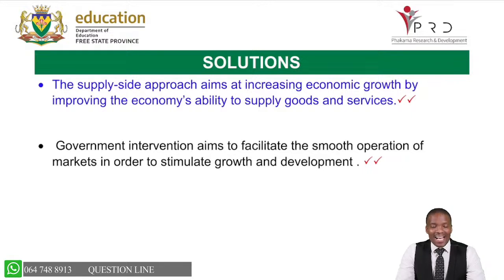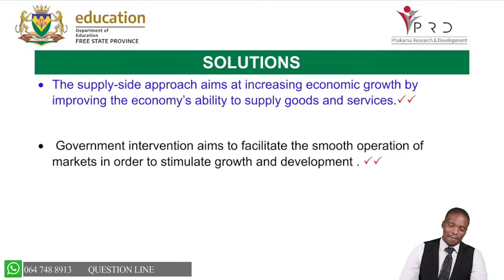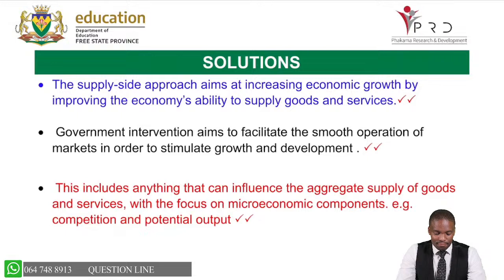Then you're also saying government intervention aims to facilitate the smooth operations of markets in order to stimulate economic growth and development. Again, this includes anything that can influence the aggregate supply of goods and services, with focus on the macroeconomic components such as competition and potential output. How much more can we do in that way? So this is an approach that one would say, I have done this. However, it's open-ended.